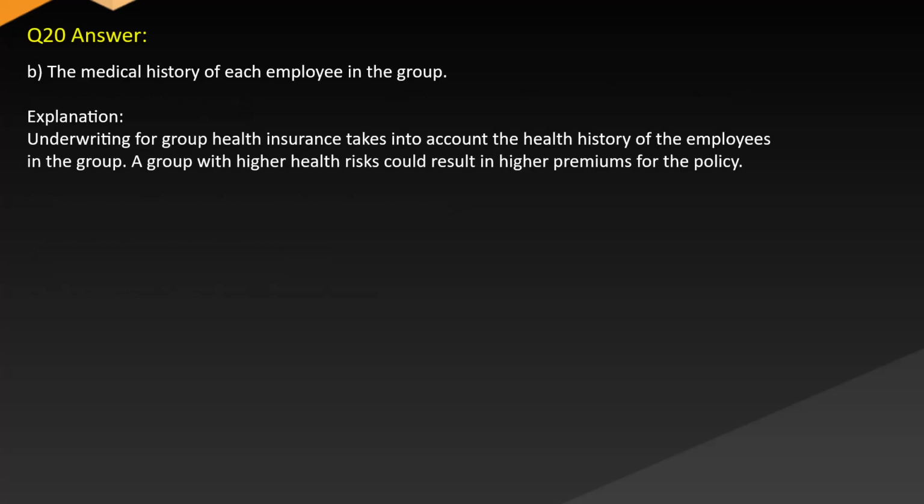Correct answer B. The medical history of each employee in the group. Explanation. Underwriting for group health insurance takes into account the health history of the employees in the group. A group with higher health risks could result in higher premiums for the policy.